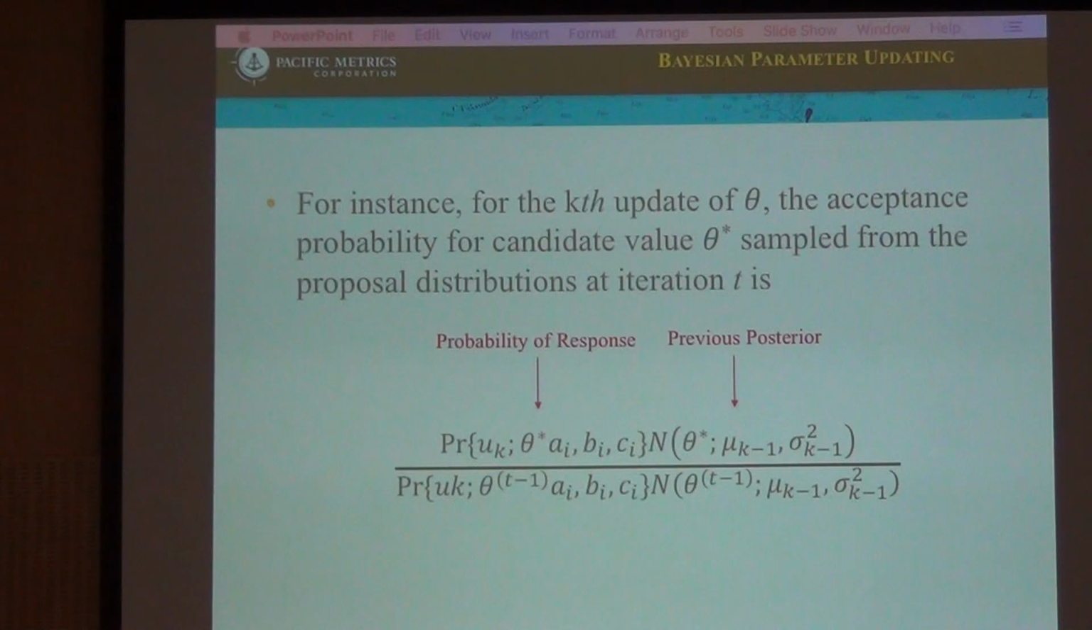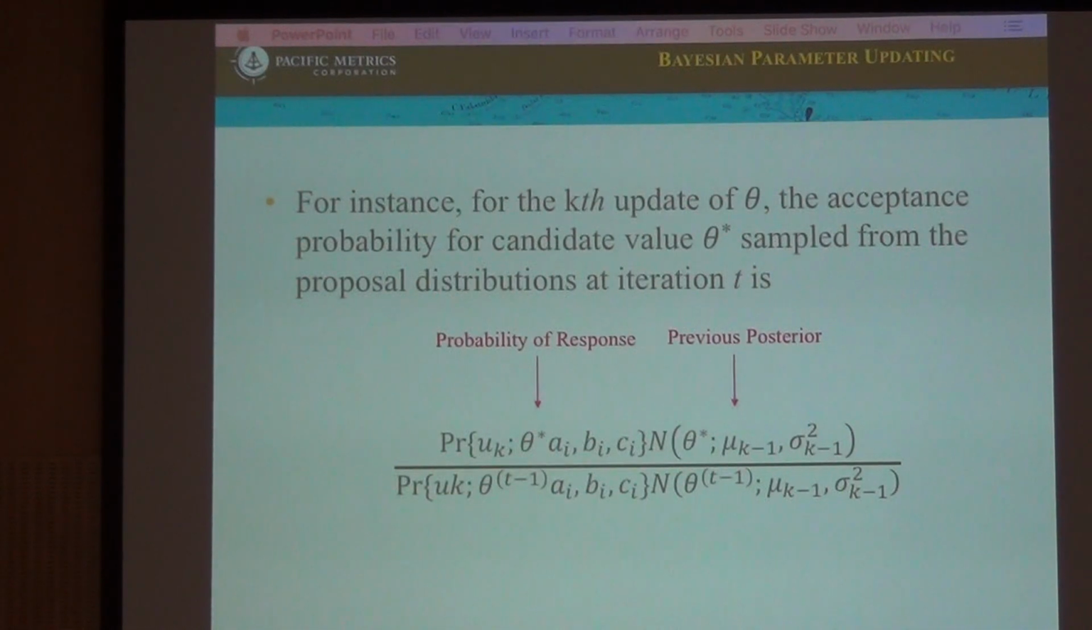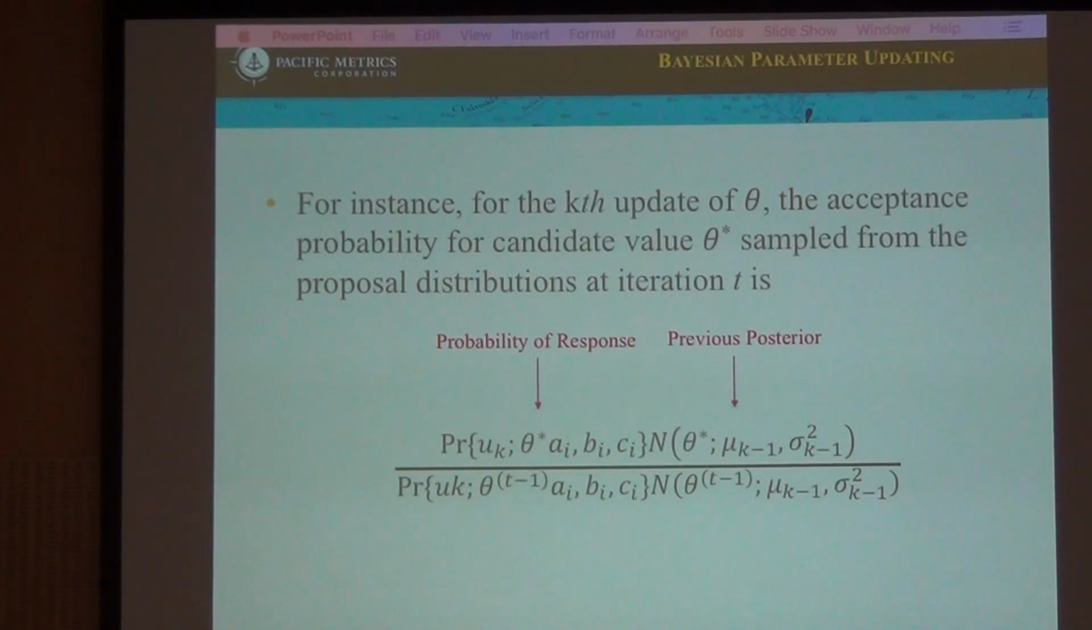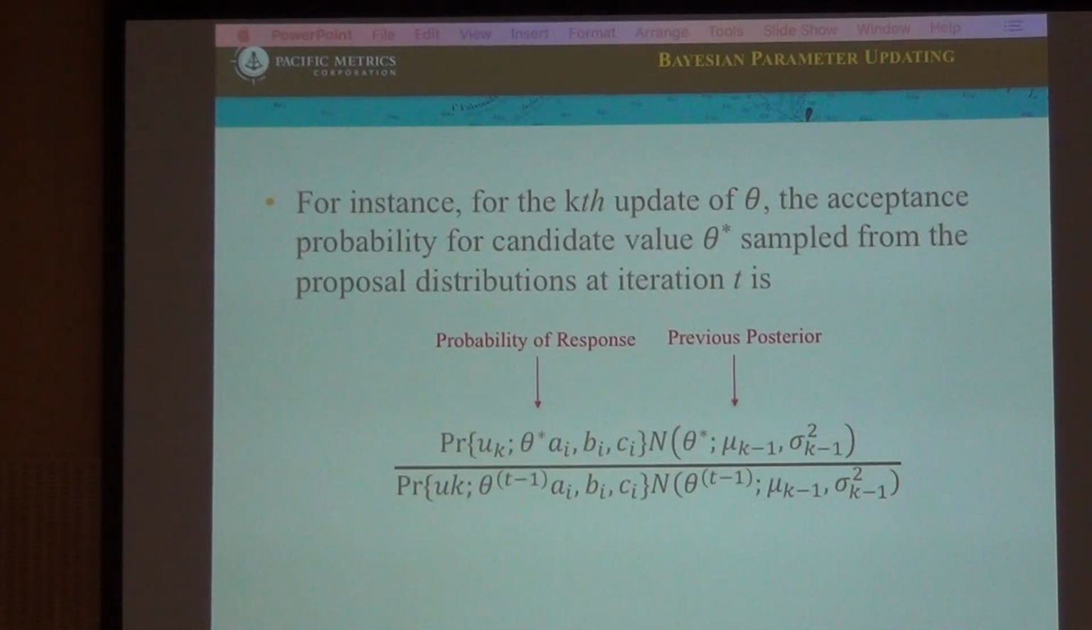And you only have to do this for the numerator, because the denominator is what you saved from your last step. And if the new numerator is bigger than the denominator, you accept the candidate value and add that to your posterior sample. And if it's smaller, you accept it with a probability given by this ratio, which is now smaller than 1. And if it's rejected, you just keep the current draw from the posterior information you have.